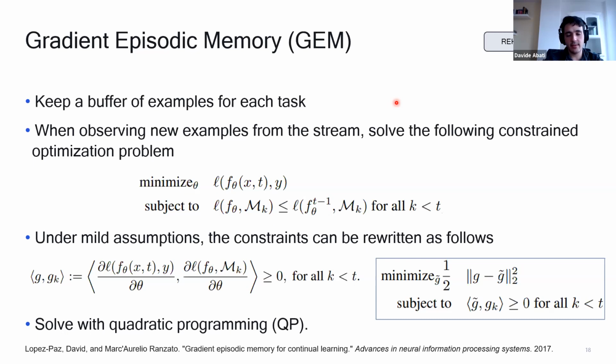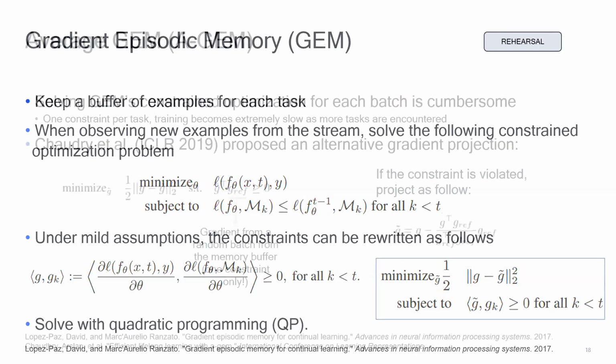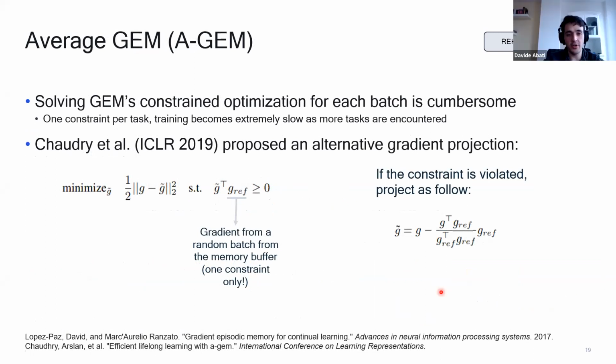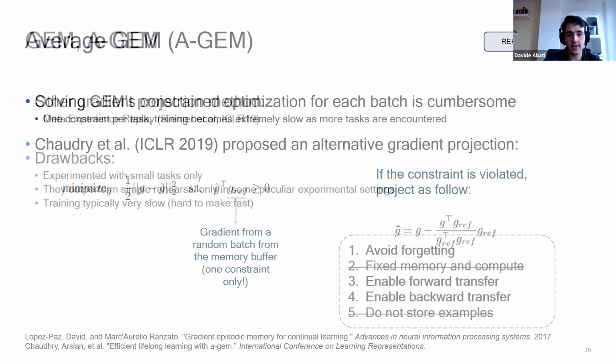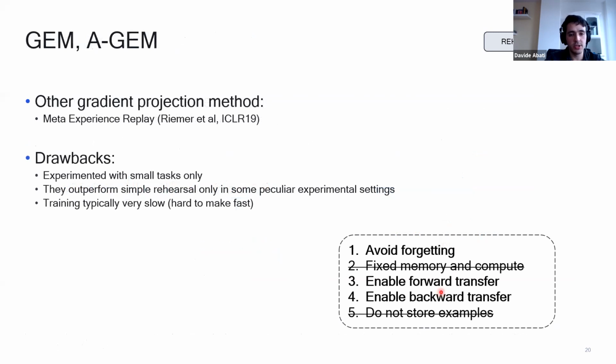So this is a very elegant method, however, it's very slow, and there have been proposed some alternative gradient projections that are much more efficient. It is slow because for each batch there's a quadratic programming algorithm that tries to solve a constraint optimization problem. So as new tasks are encountered, this becomes painfully slow. There are some approximations of these models available that I won't discuss in the interest of time. I just want to mention some drawbacks.